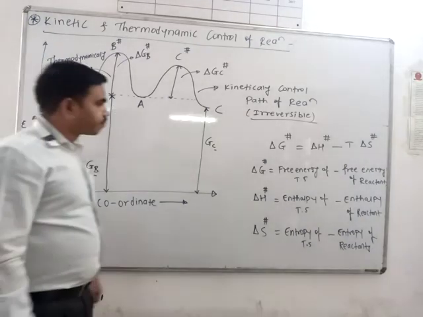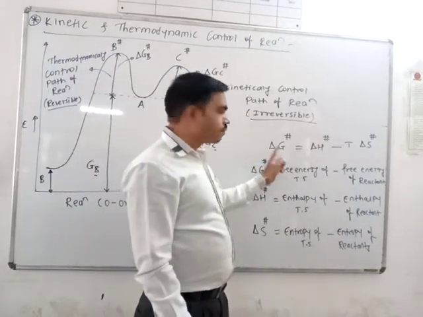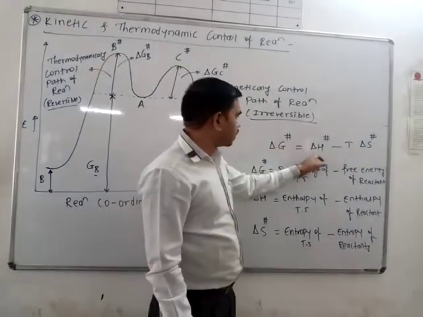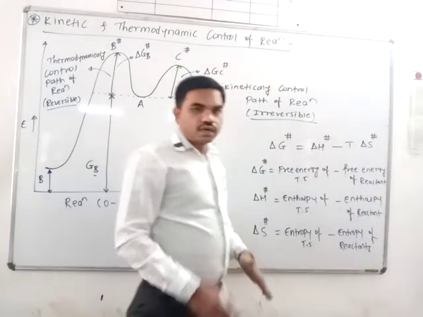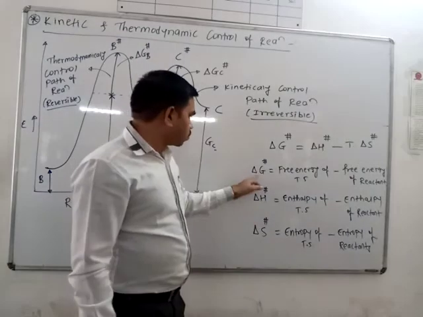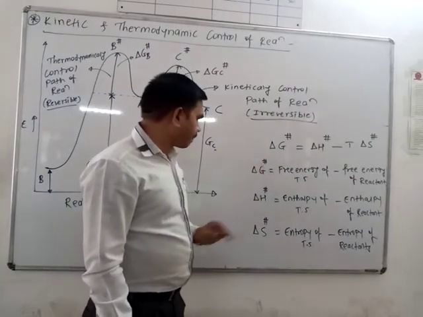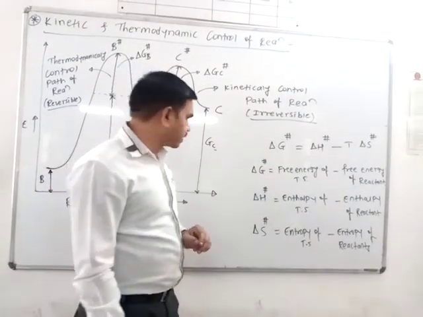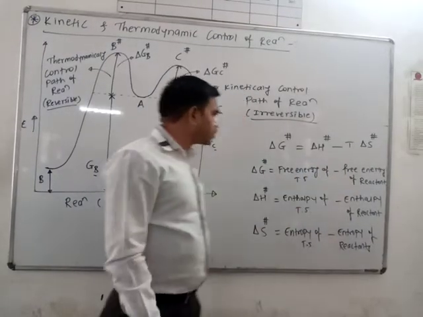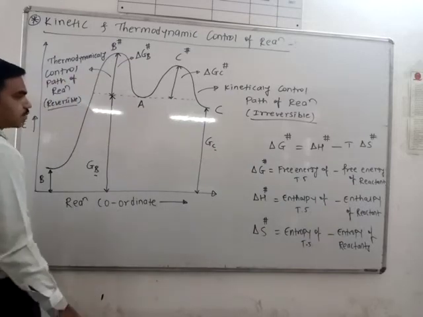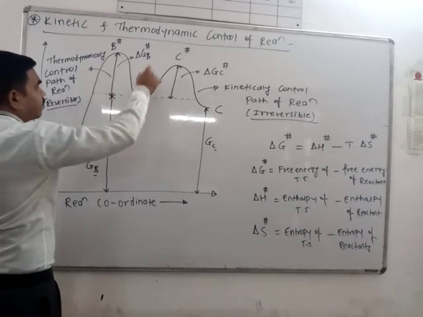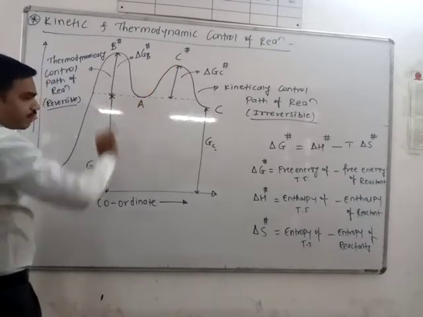Now see here, we know the Gibbs free energy equation, that is delta G double dagger is equal to delta H minus T delta S. Enthalpy change minus T into entropy change. So what is my delta G double dagger? What is my energy change? Gibbs free energy of TS minus free energy of reactant.